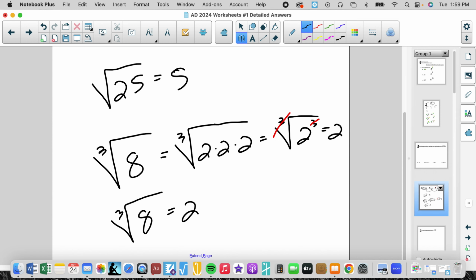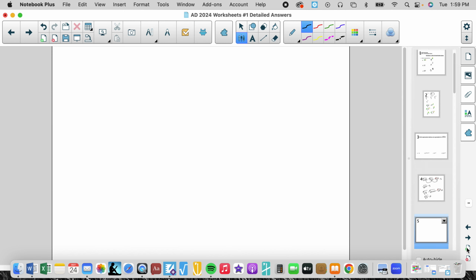So we talked about in math class we should know squares from 0 to 15. I think that's relatively reasonable.